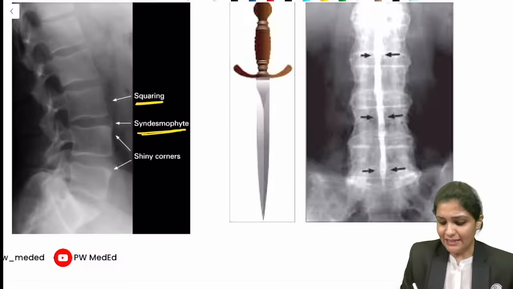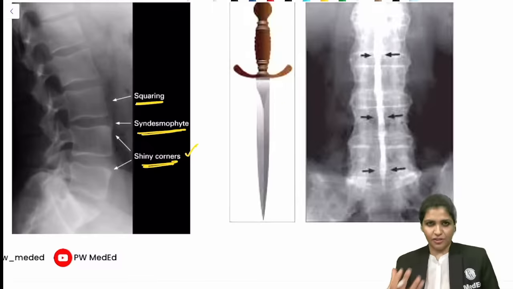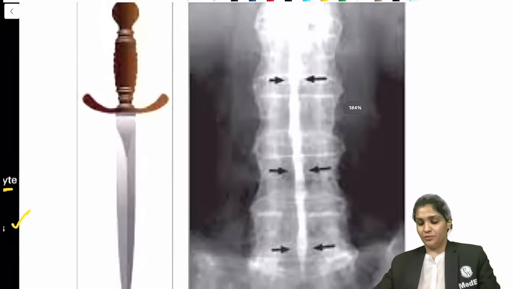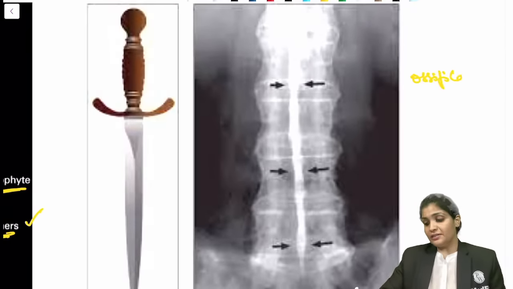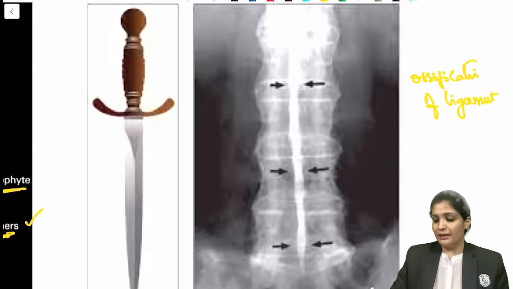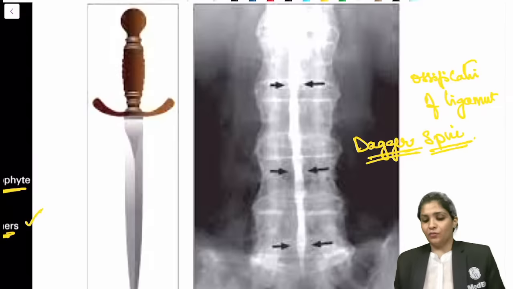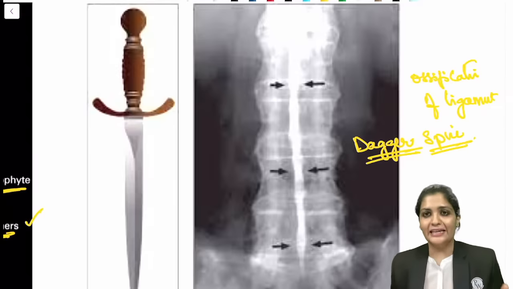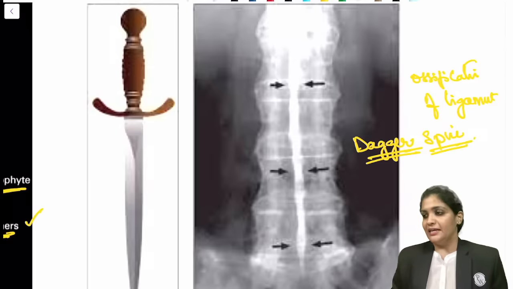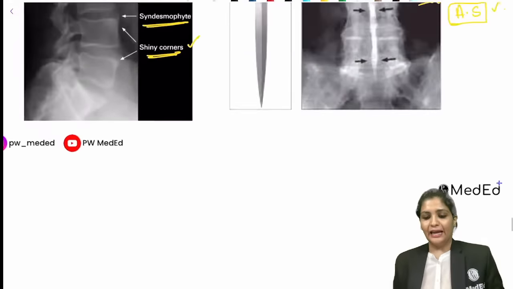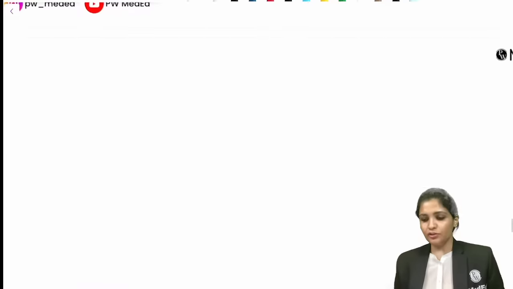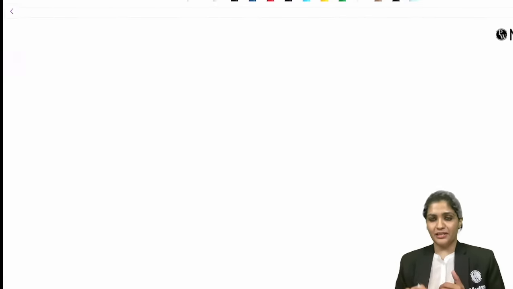So they have already told you this is squaring, which you can see as squaring of vertebrae. Then there is the syndesmophyte, and these shiny corners are not that specific for ankylosing spondylitis. But what is specific for ankylosing spondylitis is the ossification of the ligament, the longitudinal ligament, which will result in a formation called the dagger spine, right? Dagger is nothing but a knife. So the dagger sign on the spine is an indication of what abnormality? Ankylosing spondylitis, right? So that completes ankylosing spondylitis. What are the important points? Squaring of vertebrae, the presence of syndesmophytes which fuse together to form the bamboo spine, and the dagger sign, okay?